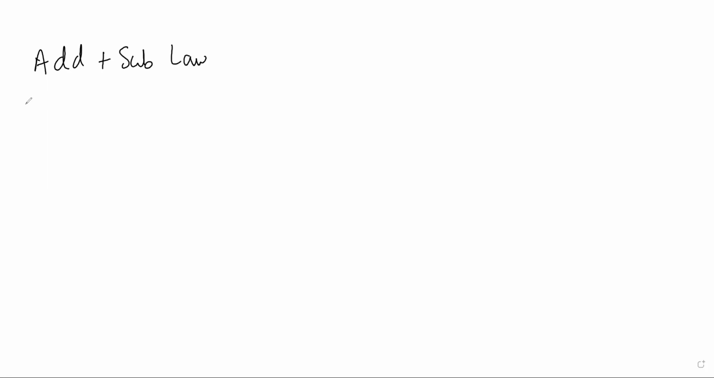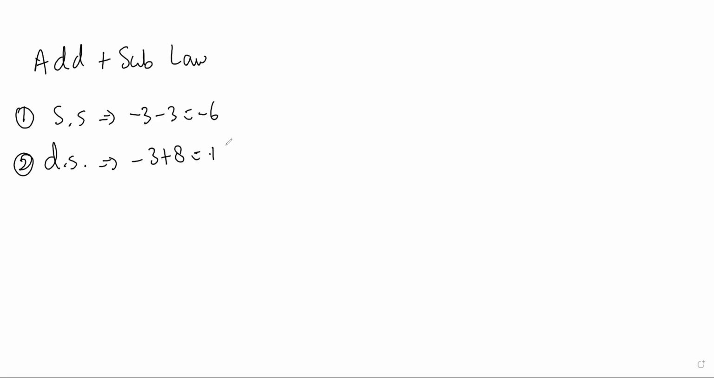And there were two laws we learned. The first law was same signs, add and keep the same sign. And the second law was different signs, subtract and keep the bigger sign, right? Same signs, for example, -3 - 3 is -6. Different signs, for example, -3 plus 8 is +5. We have mastered all those laws by now, right?